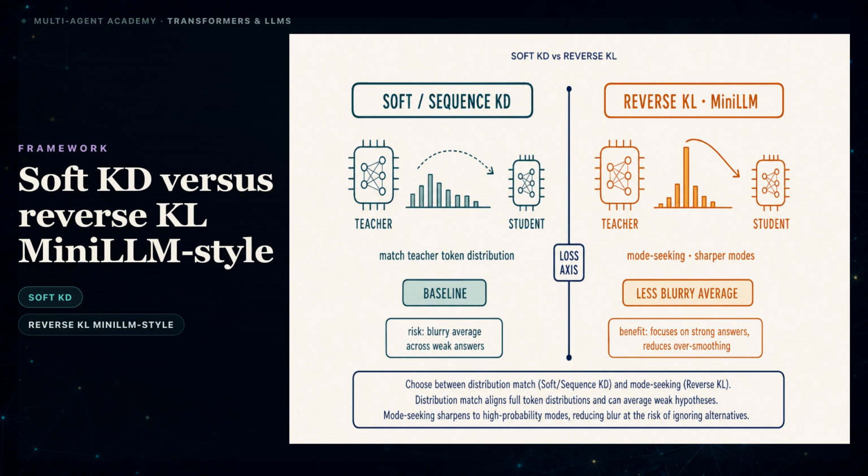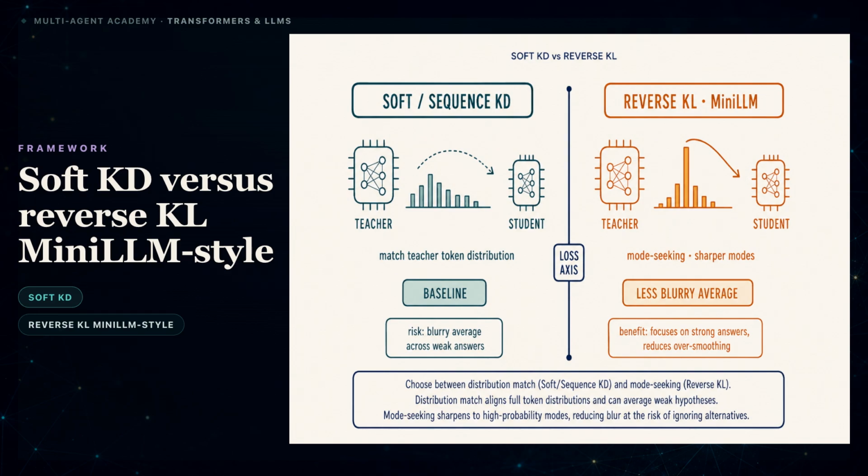The first method choice is how the training loss compares the student's token probabilities with the teacher's probabilities. Standard soft knowledge distillation asks the student to cover the probability mass assigned by the teacher. This gives the student information about many possible tokens, including alternatives that are not selected in the final teacher response. For text generation, covering every alternative can sometimes spread the student's probability across too many mediocre continuations.